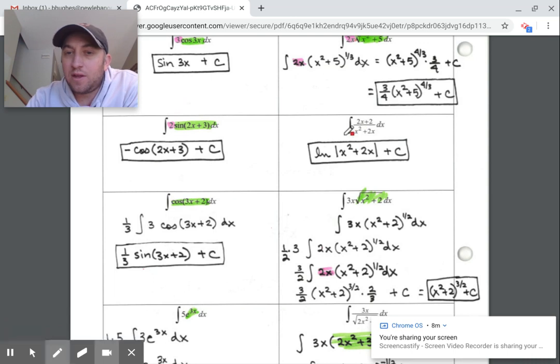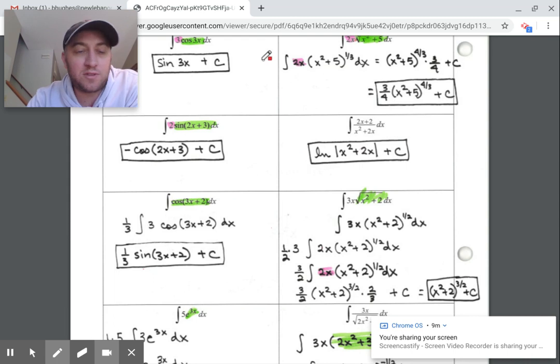Next example, the integral of 2x plus 2 over x squared plus 2x. You should be able to notice that the derivative of the denominator is in the numerator. The derivative of x squared plus 2x is 2x plus 2. So there it is in the numerator. Anytime that you have the derivative of the denominator in the numerator like this, this is the natural log. So the antiderivative of this is the natural log of x squared plus 2x.